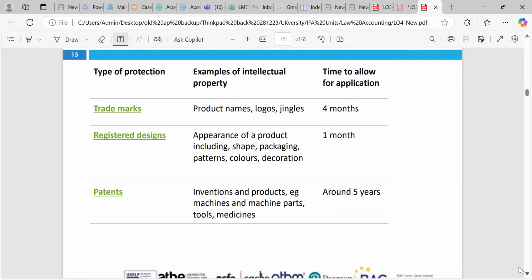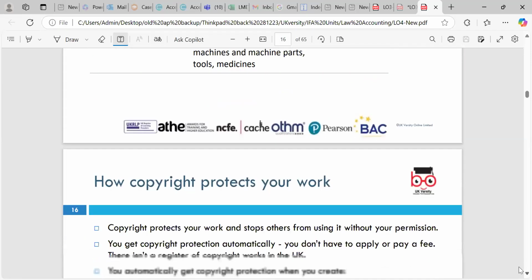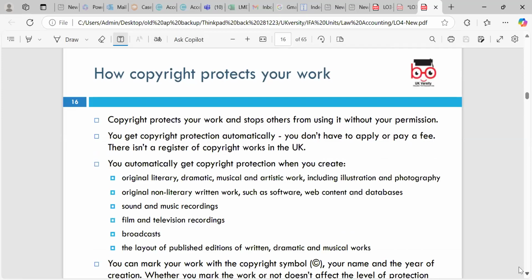We can apply for IP, which is the intellectual property rights. You can give the application for what you want to protect, and there are fees involved. For patents, around 5 years, the invention, products, machines and parts can be registered, and that's how copyright protects your work. Copyright your work and stop others using it without your permission.